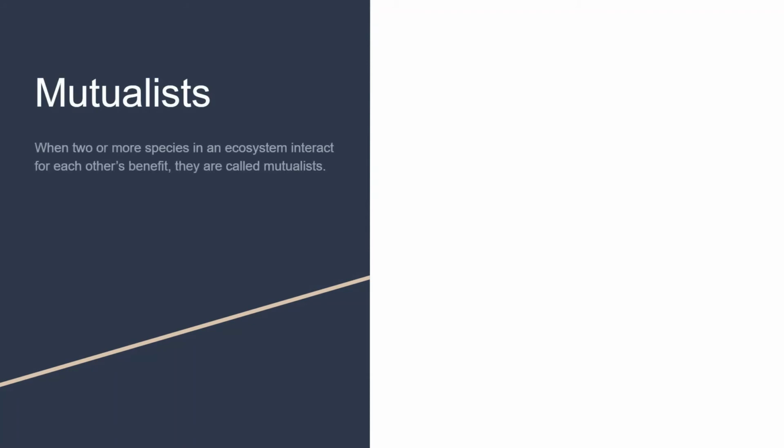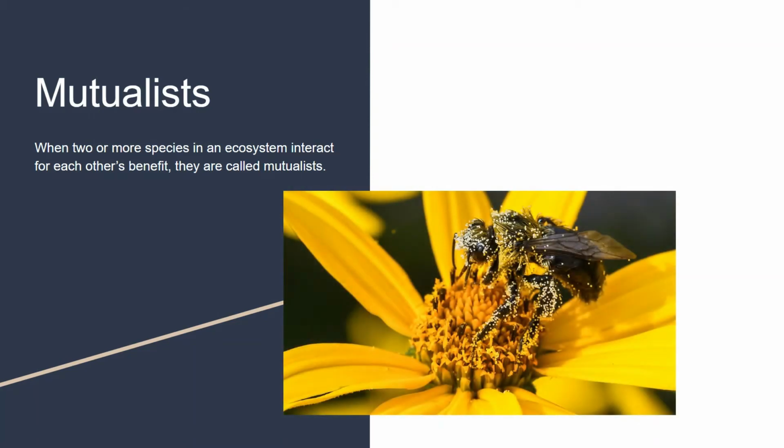Another example is mutualists. Mutualists are two or more plants or animals that interact with each other's benefit. Best example we have is bees and pollen. Flowers provide nectar for the bee. The bee takes some of the flower's pollen, and as it goes to other flowers, it helps pollinate those flowers. So they benefit from each other.